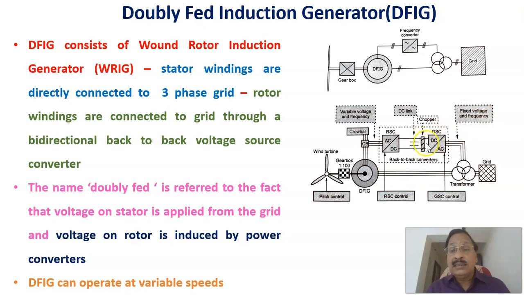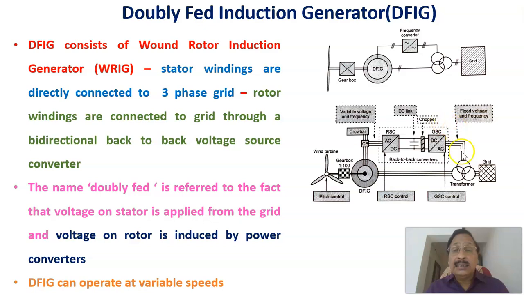That DC to AC converter is normally called an inverter, and we call it the grid side converter, GSC. Therefore, the grid side converter controller is here, and this is the rotor side converter controller. The output frequency of the grid side converter is the same as the grid frequency, as well as the grid voltage.